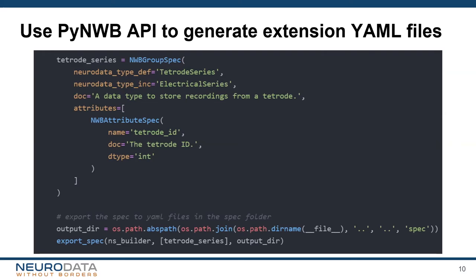If you want to add additional functionality related to your tetrode series type, you can create a custom Python or MATLAB class for tetrode series, which Andrew will describe in his talk. Or you can use the class that is auto-generated based on the YAML specification. After this, you have an extension, it works. We recommend that you publish your extension on PyPI, the Python Package Index, so that it becomes pip installable and accessible by others.